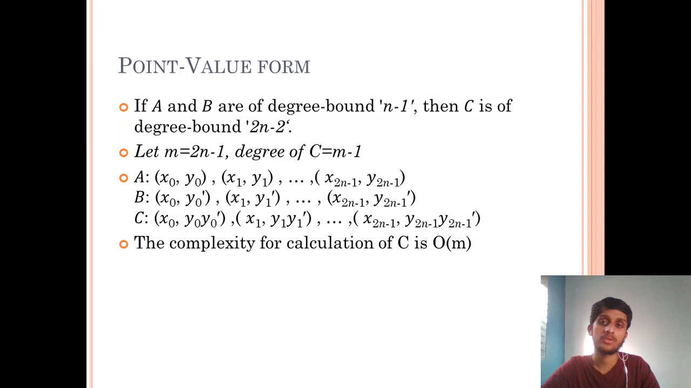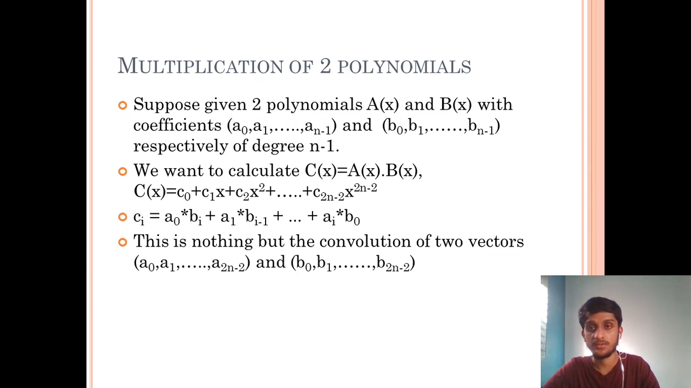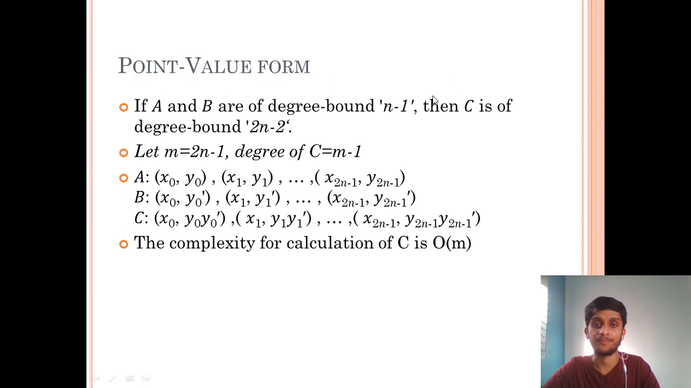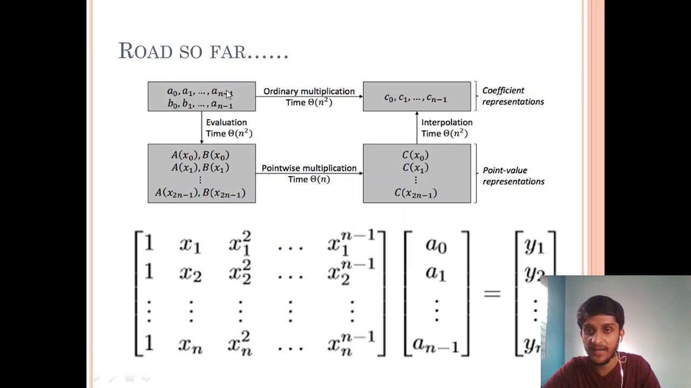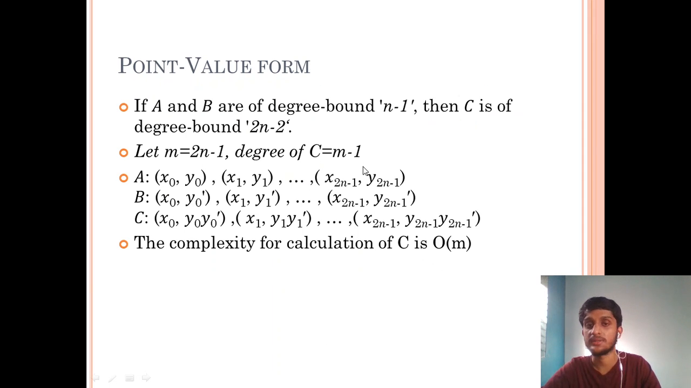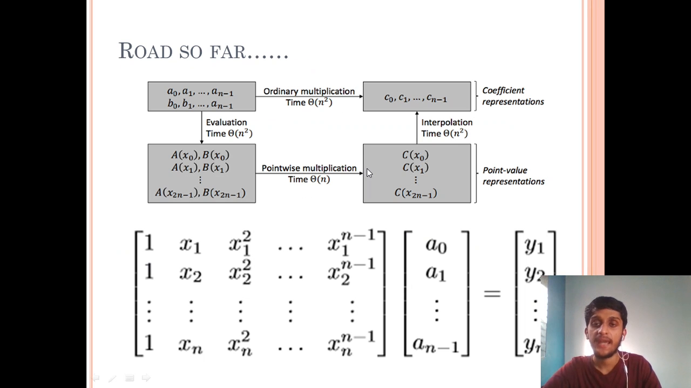So what if we try to convert the coefficient form into the point value form? What we need to do is evaluate the polynomials A and B at m points. Then we can do a point-wise multiplication in this point value form, because it is easier here, amounting to order n, linear time. And once we get these points, we can interpolate by some numerical methods to obtain the coefficients of polynomial C.